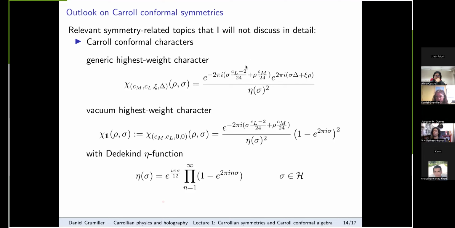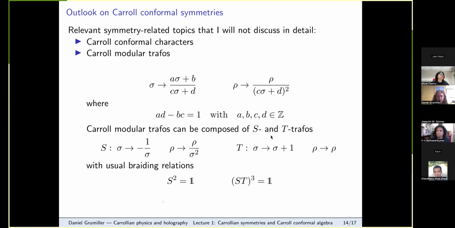Now, the quantity on the right-hand side, besides these oscillating terms, contains the Dedekind eta function with sigma as an argument. So here's again the definition of the Dedekind eta function. The same eta function appears also in Virasoro characters. And this is well defined for sigma in the upper complex half plane. Of special interest is the vacuum character. So when psi and delta vanish, I denote this by chi 1. And okay, then you get some simplifications here. All right, so these are Carroll conformal characters.